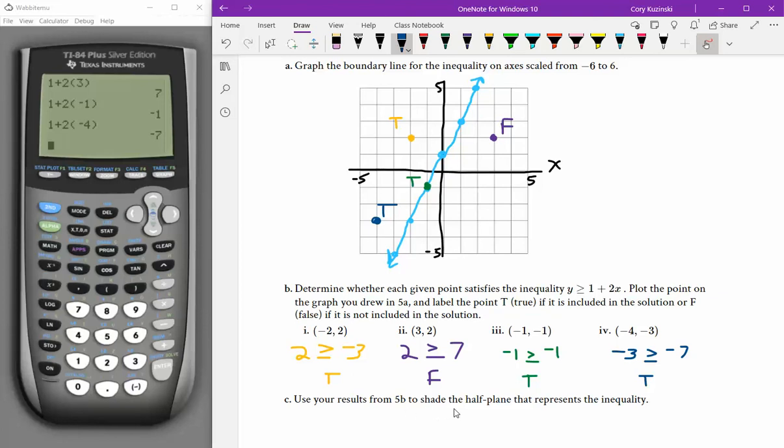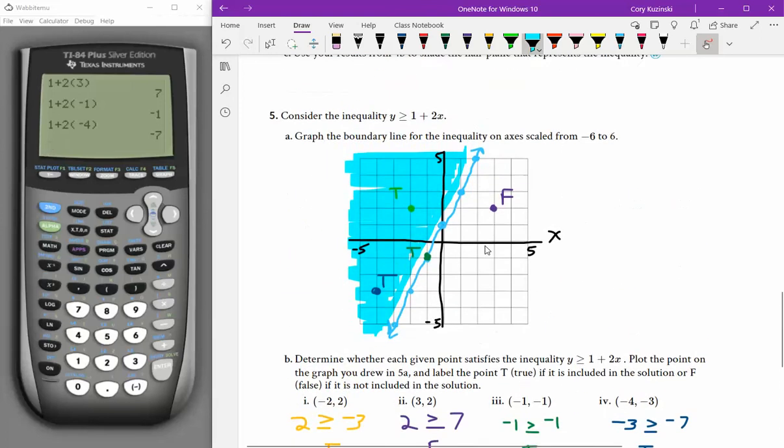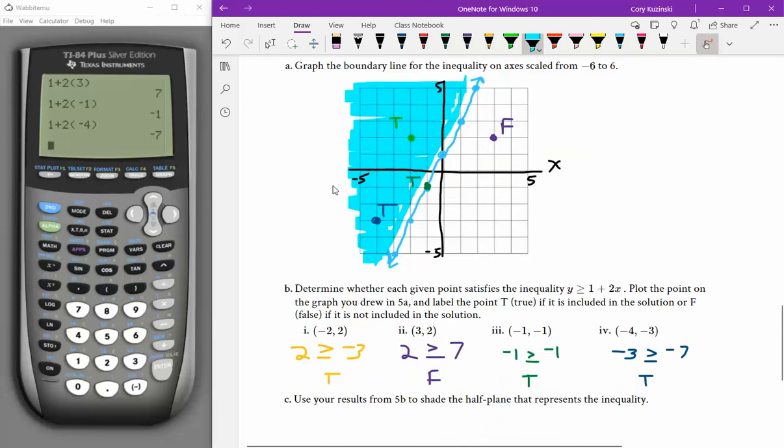Use your results from 5b to shade the half plane that represents the inequality. That's going to be everything above the line where all those true points are. So everything up here. It doesn't need to be the best coloring job here. I just don't want to go to the right of that line or below the line. There we go. All right, everything for 5.6 you need to know right there. I hope you enjoyed yourself.